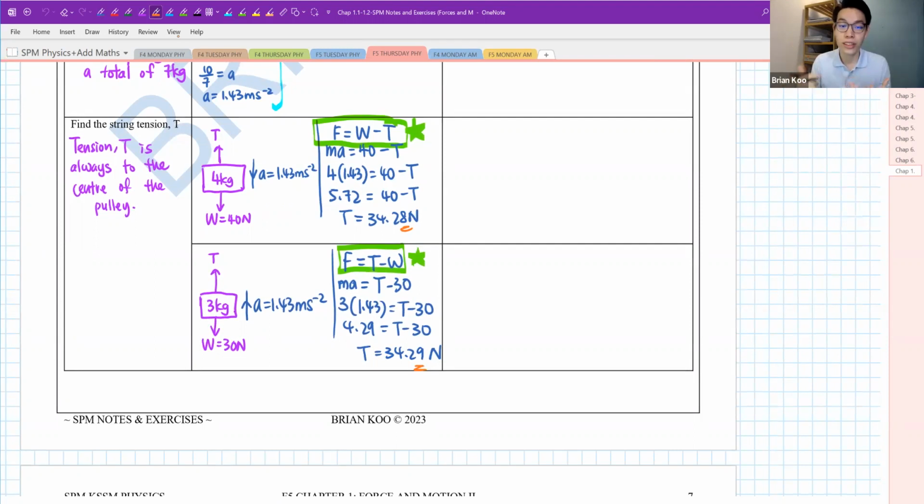And also, logically speaking, you think they are the same rope. They are the same string. If it's part of the same string, how can the force be different, right? The same string will share the same force. Okay, it's part of the same string.